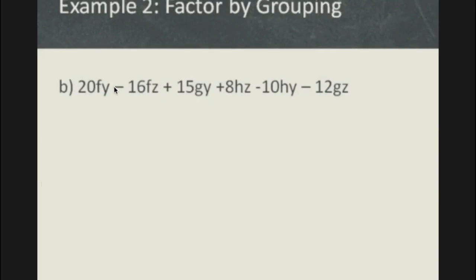Here's another example. We have 1, 2, 3, 4, 5, 6 terms. So once again, we're either looking to group them in sets of 2 or sets of 3. It's usually easiest to divide the number of terms by 2 and factor by grouping that way. So once again, what I'll notice is this term contains an F, an F. This one has a G. Here we have an H.